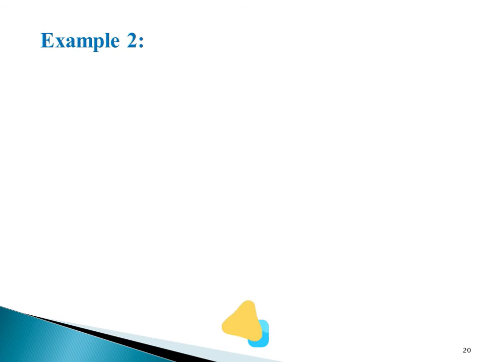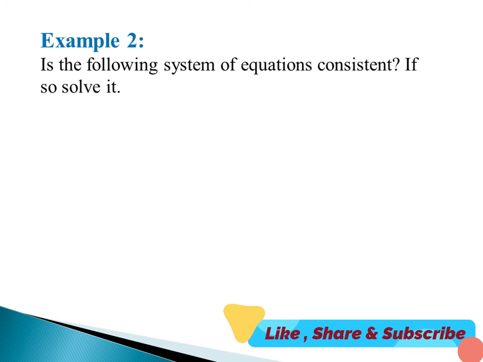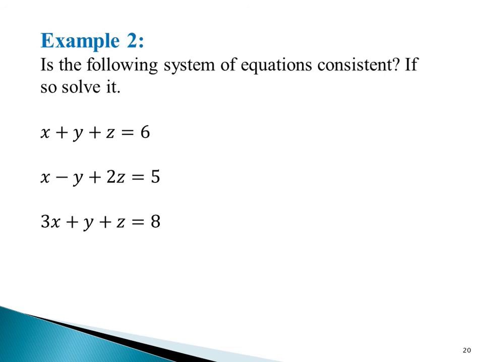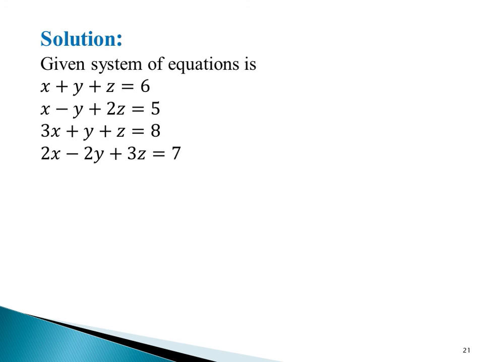Now we take one more example. Is the following system of equations consistent? If consistent, then solve it. We have x plus y plus z equal to 6, then x minus y plus 2z equal to 5, then 3x plus y plus z equal to 8, and the last one is 2x minus 2y plus 3z equal to 7. Now in the solution, first we write the given system of equations: x plus y plus z equal to 6, x minus y plus 2z equal to 5, 3x plus y plus z equal to 8, and 2x minus 2y plus 3z equal to 7.